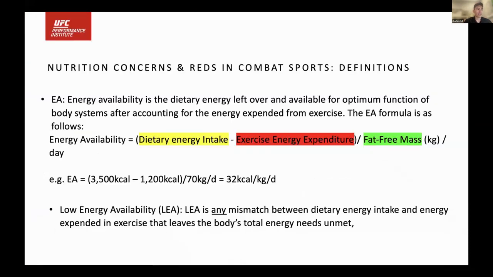So before we can even dive into low energy availability, we have to know what energy availability is. Simply put, it's the dietary energy left over and available for optimum function of the body's systems after accounting for energy expenditure from exercise. And the energy availability equation is simply the dietary energy intake minus exercise energy expenditure divided by fat-free mass. And that's the calories per day.